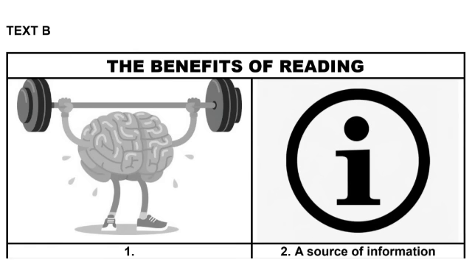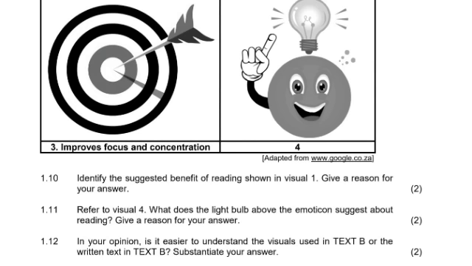So you can see that it exercises your brain, it is a source of information. In the next frames you will also see what else, and then the questions will also come from you being able to interpret this visual aid. So me being able to say that when I see a brain holding a gym tool, that means that it's exercising your brain. When I see it hitting a target, that means that it improves focus and concentration. When I see a light bulb on top of the head, that also means that it gives you new ideas.